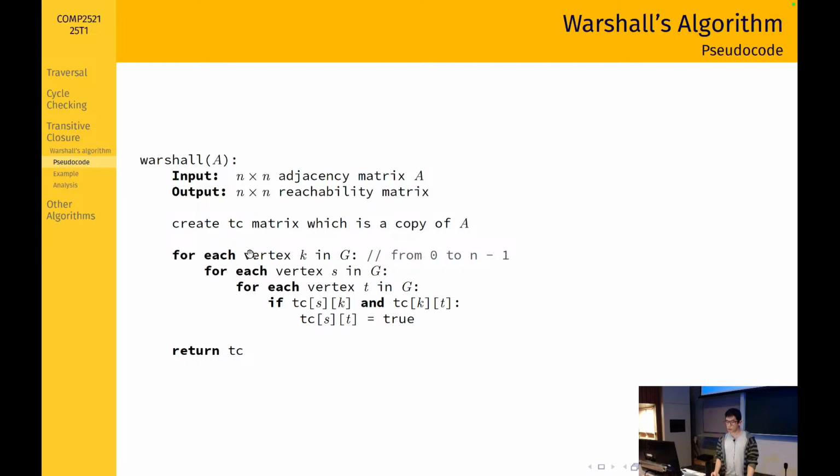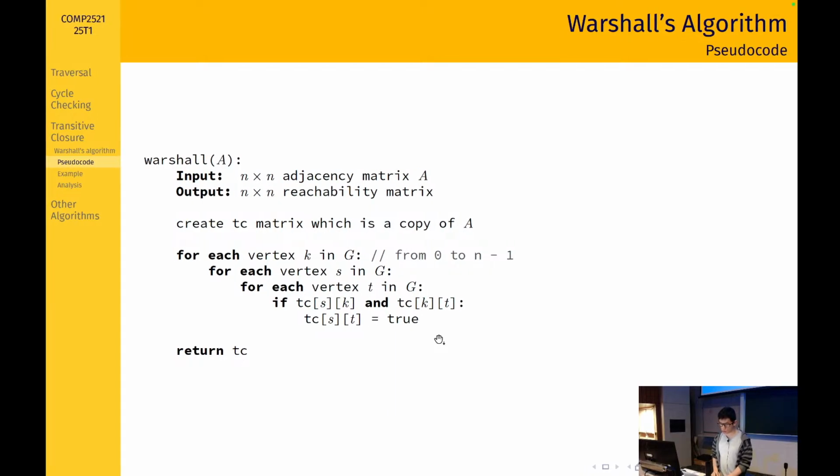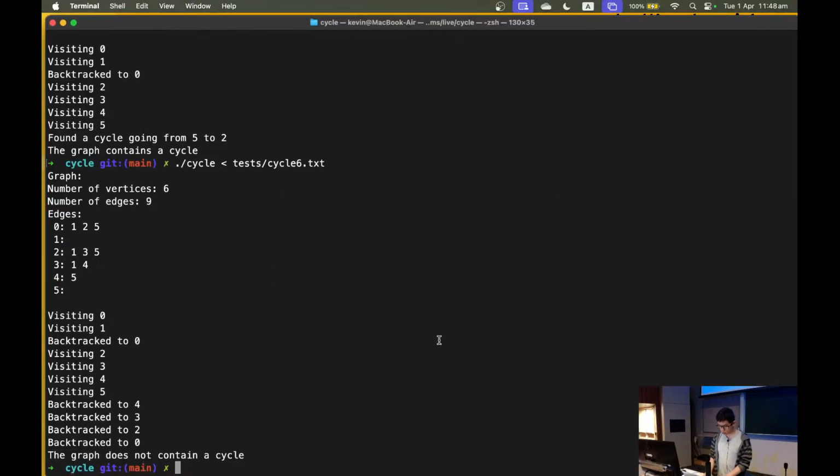And inside that loop, we have 2 nested loops which check every pair of vertices. So for every pair of vertices S and T, if there is a path from S to K and a path from K to T, then there is a path from S to T. So what I'll do is I'll show you the code for that here.